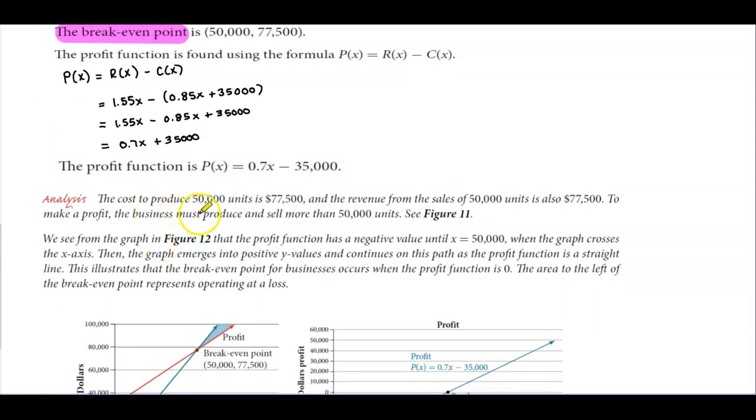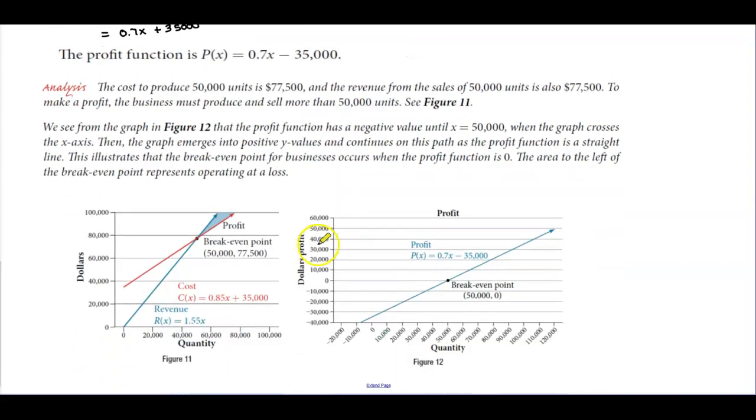So the cost to produce 50,000 units is $77,500. And the revenue from the sales of 50,000 units is also $77,500. So to make a profit, the business must produce and sell more than 50,000 units. Now, that's what we see in figure number 11. So here is our break-even point.